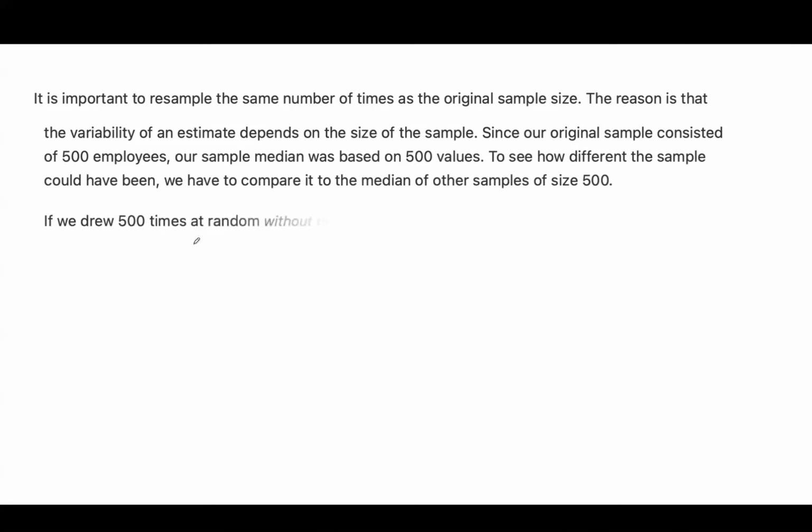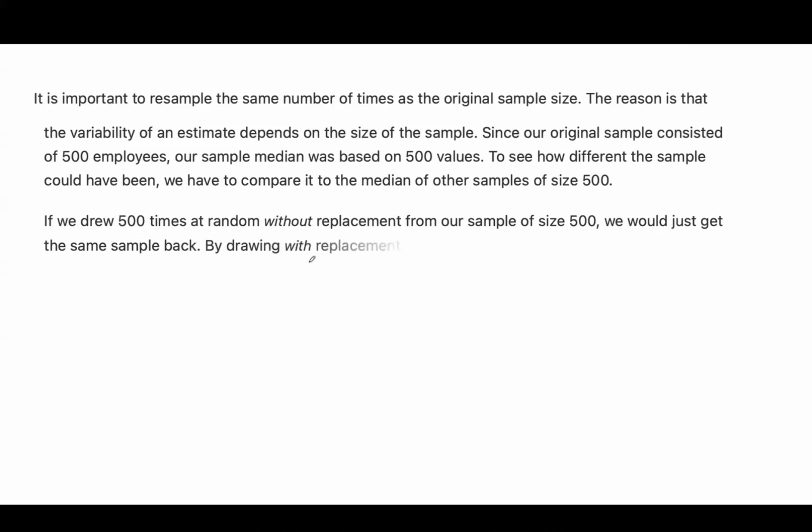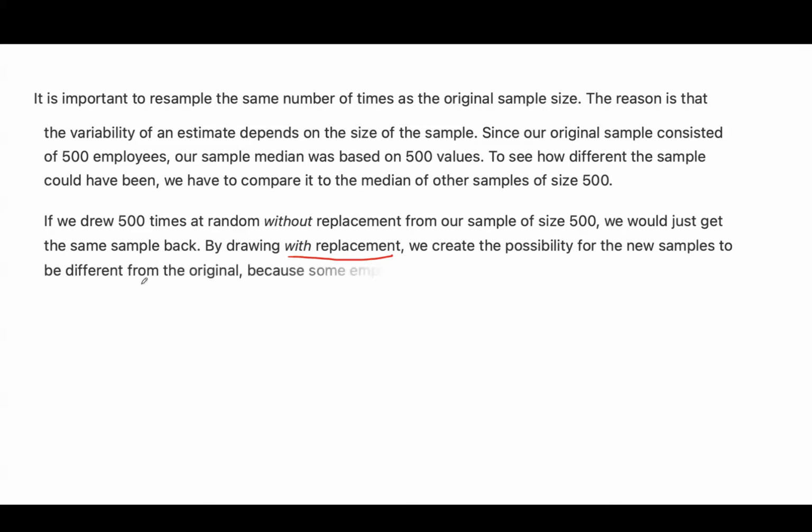If we draw 500 times at random without replacement from our sample of size 500, we would just get the same sample back. By drawing with replacement, we create the possibility for the new samples to be different from the original sample, because some employees might be drawn more than once and others basically not drawn at all. Perfect.